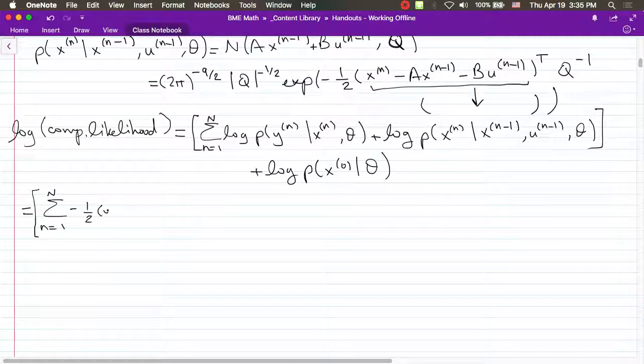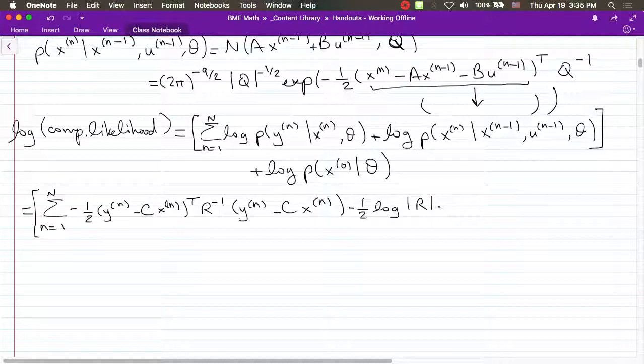Minus 1/2 (y of n minus C, the mean x of n) transpose R minus 1 (y of n minus C x of n). So that's the exponential. We took a log of it, we just got the exponential. Then we have terms in the front, minus 1/2 log of the determinant, and then some constants. So that's the first term, p of y given x of n. We found the log of it, we're going to have a sum.